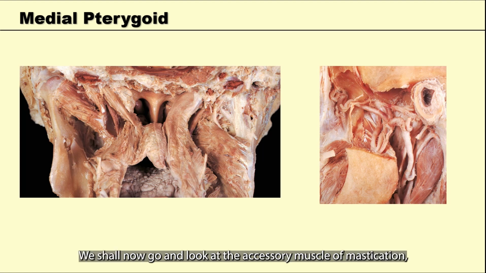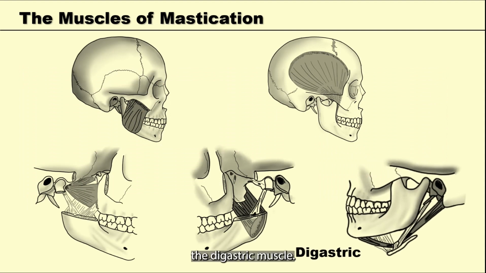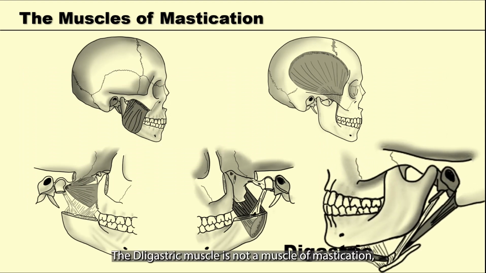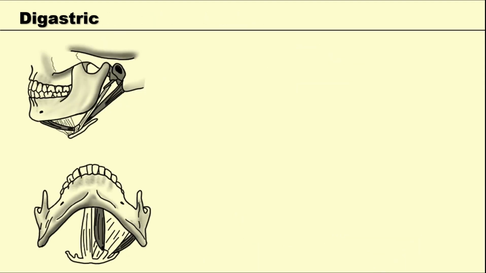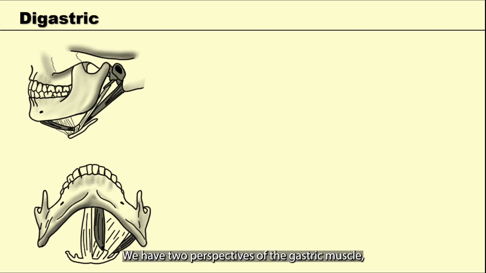We shall now go and look at the accessory muscle of mastication, the digastric muscle. The digastric muscle is not a muscle of mastication, but it assists with the depression of the mandible, which is why we have included it in this video. Here we have two perspectives of the digastric muscle, the top one being a lateral view and the bottom one being an anterior-inferior view. In this bottom image, we are looking up at the underside of the mandible.